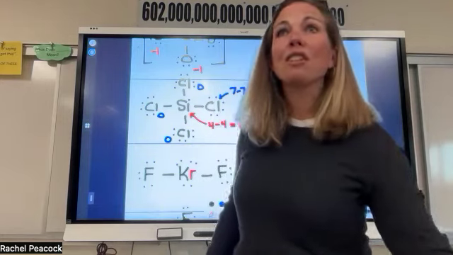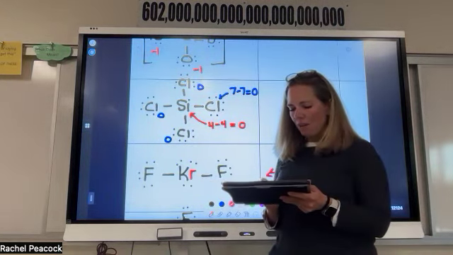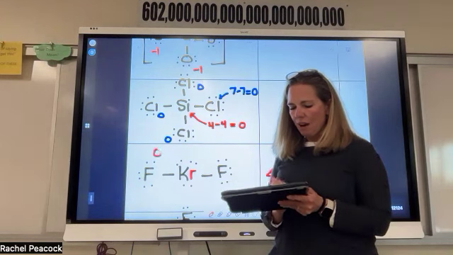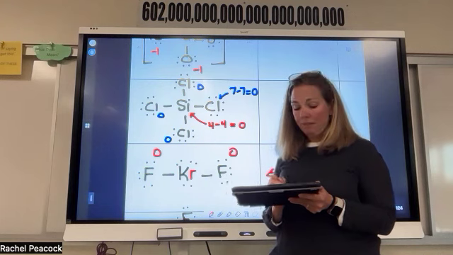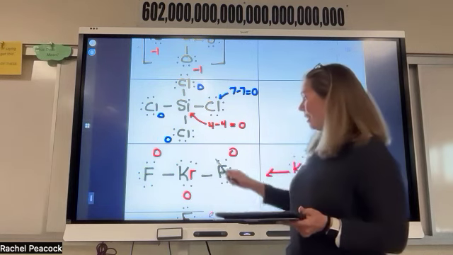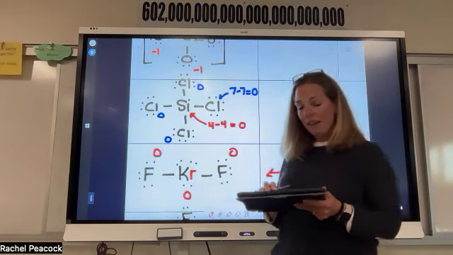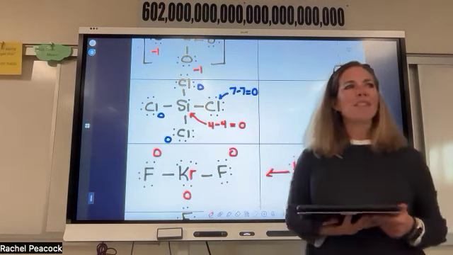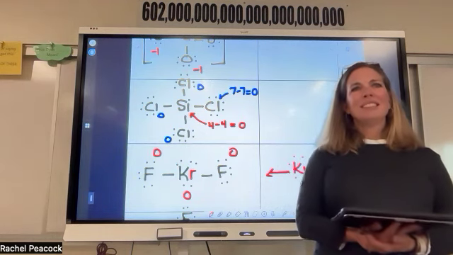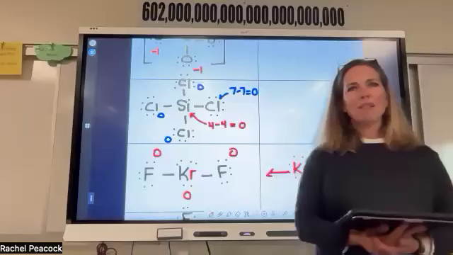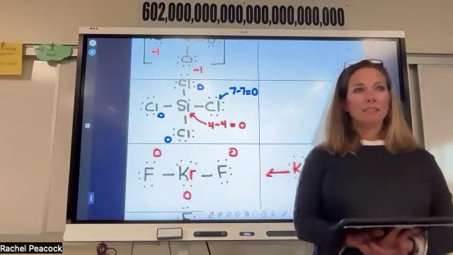Let's talk formal charges. What's the formal charge on each fluorine? 0. What's the formal charge on krypton? 0. Because 1, 2, 3, 4, 5, 6, 7, 8. Okay. All right. What about BrF5? Well, what was the problem there? The five fluorines, right?